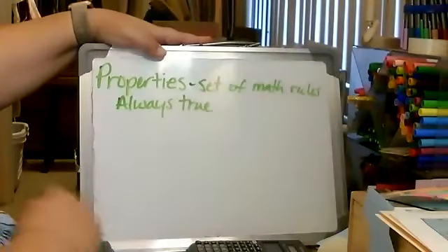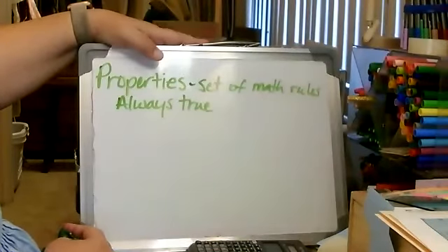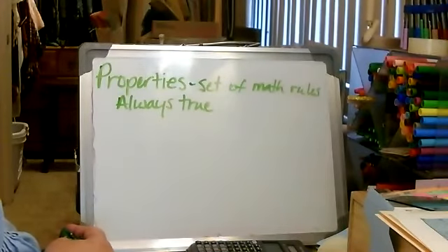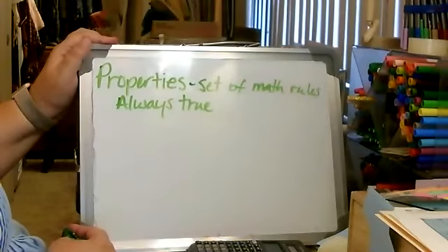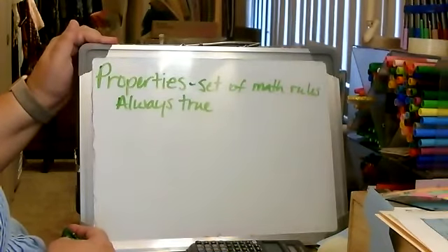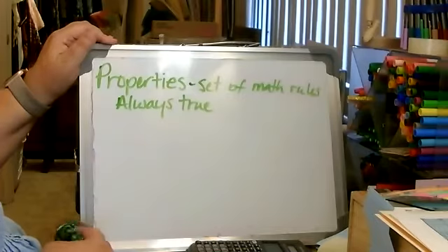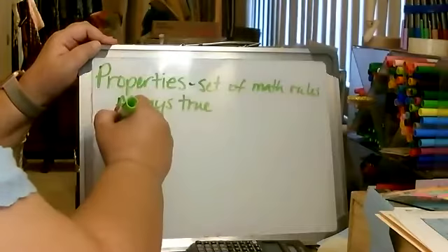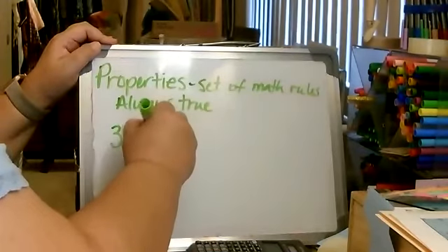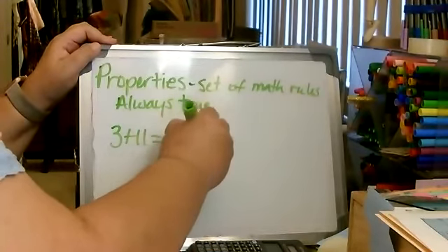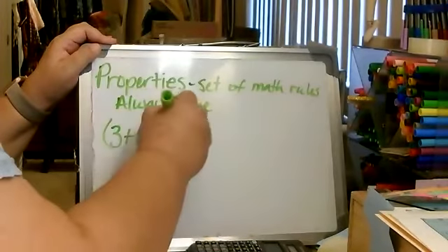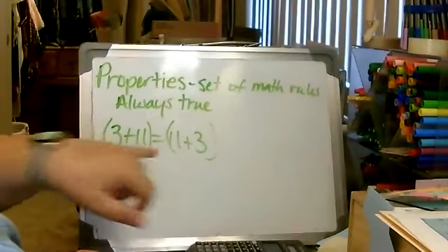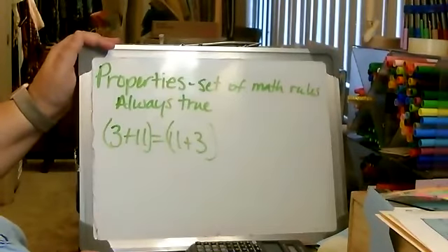Okay. When talking about properties, we would probably use the term equivalent expressions, which simply means that the math sentences have equal value. So 3 plus 11 equals 11 plus 3. That means these expressions are equivalent. They are not the same, but they are equal. Okay?